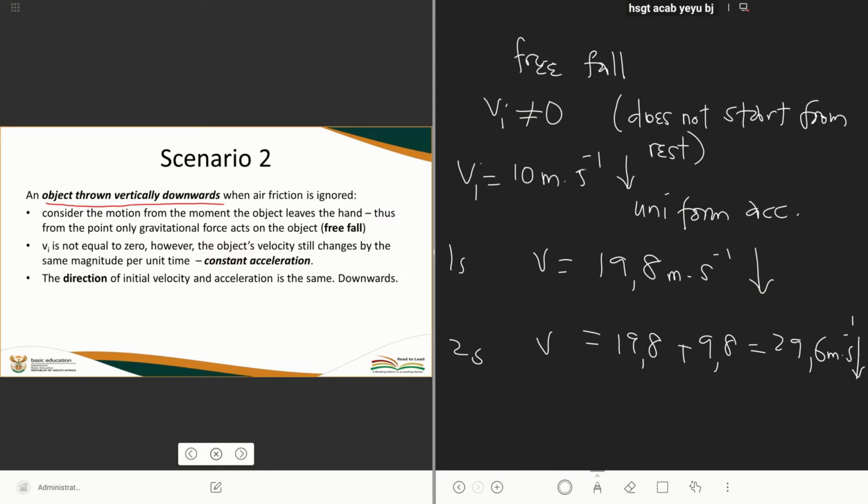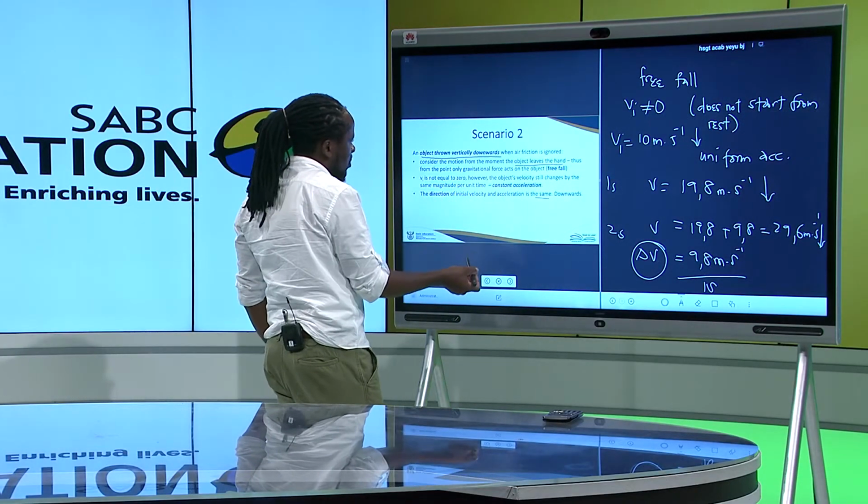Now, if you check, the magnitude by which the velocity changes remains constant, in this case 9.8 meters per second for every 1 second, okay? So that's basically what is happening as far as an object that is thrown vertically downwards. So the key point is that we must consider the object from the moment it leaves the hand, because only gravity acts on the object, which then says the object is free falling indeed, right? Now, the direction of the initial velocity and that of the acceleration is the same, because this object moves downwards and the acceleration is also downwards.